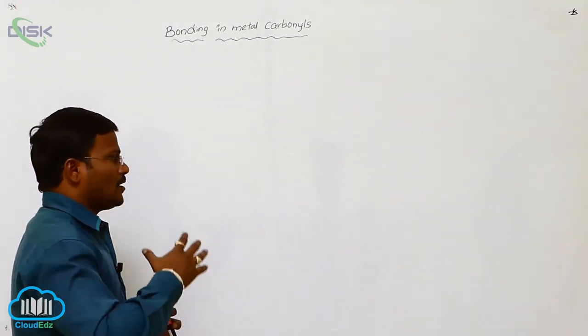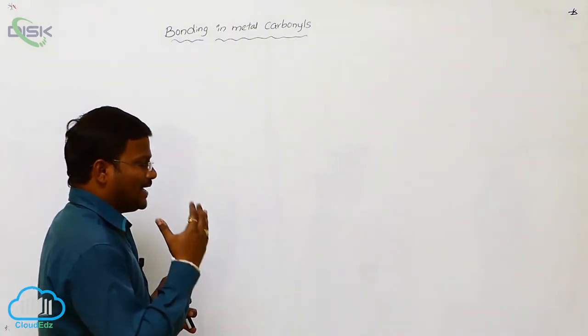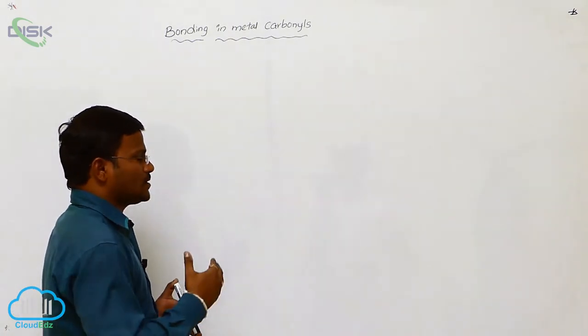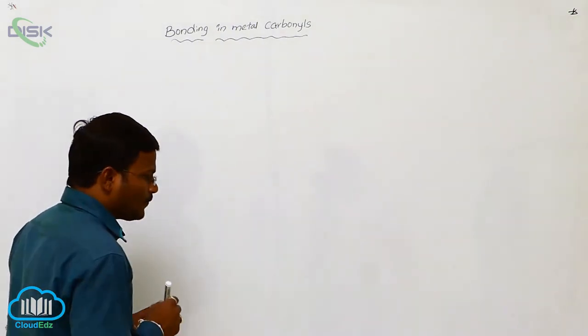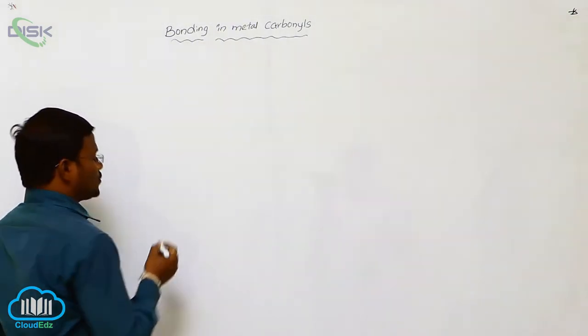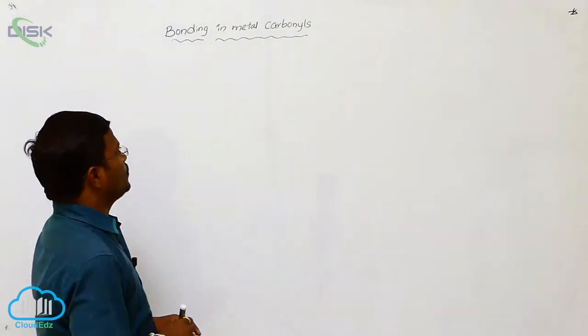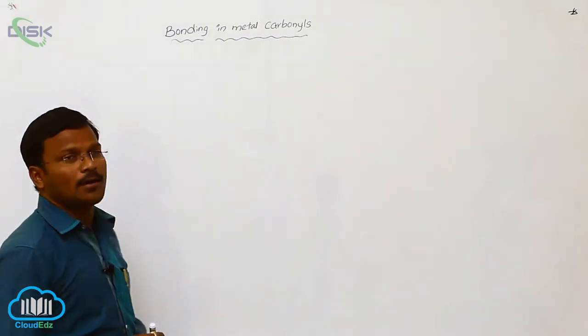So some advantages and limitations we come across regarding crystal field theory and valency bond theory. After this, let us move to explain the topics related to coordination compounds, that is, bonding in metal carbonyls.